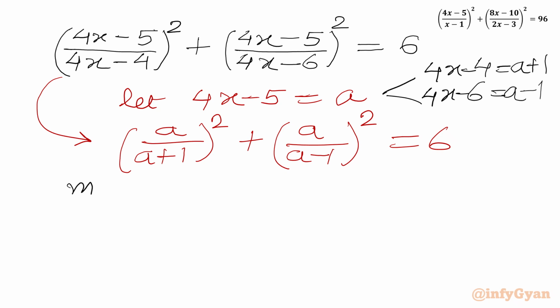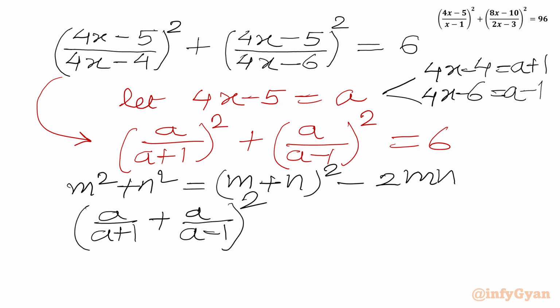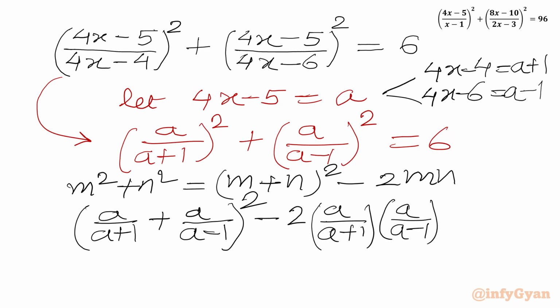Now we know that m square plus n square can be written as m plus n whole square minus twice mn. Let's apply this formula. So I will write our LHS as a over a plus 1 plus a over a minus 1, m and n, whole square. Now we will multiply by 2 the product of mn. So I can write a over a plus 1 times a over a minus 1 equal to 6.